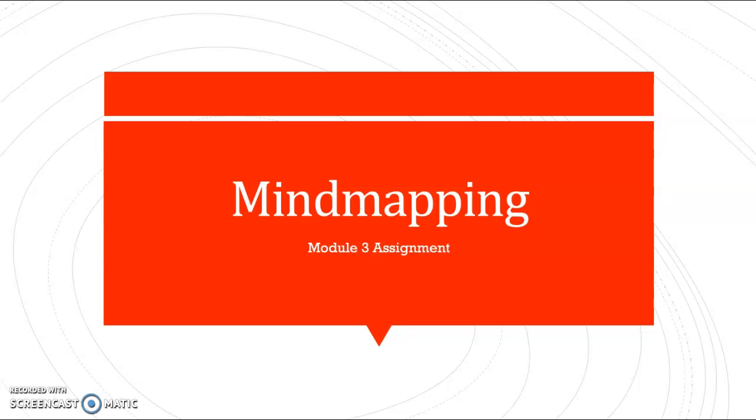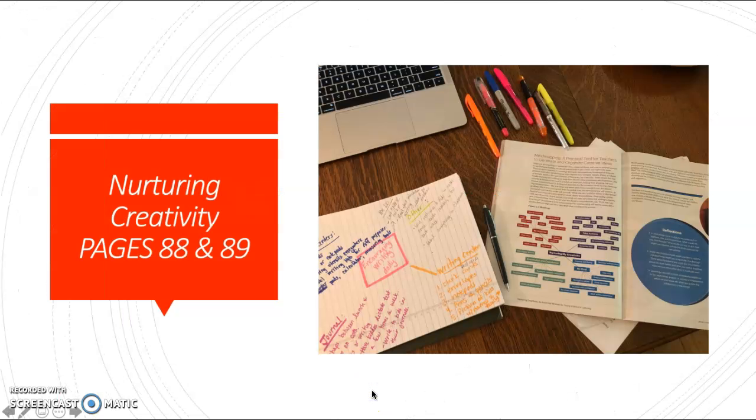Mind mapping is an assignment that you will complete in Module 3. You need to turn to pages 88 and 89 in your textbook. The authors walk through what mind mapping is and how this can help you generate ideas and go through a thought process when you're, in this example, thinking about how to get kids to have a more creative environment.